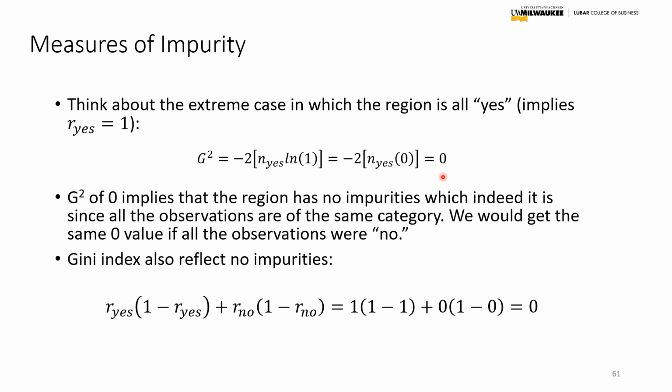We would also get a G squared of 0 if all the observations were no. In terms of the Gini index, we get the same value of 0. The rate of yeses is 1, the rate of no's is 0, so we get 1 times 1 minus 1 plus 0 times 1 minus 0, and we get 0 in the end. Two different measures that are used in application. There's no universally accepted single measure, but I can tell you basically these measures will pretty much give you the same results.